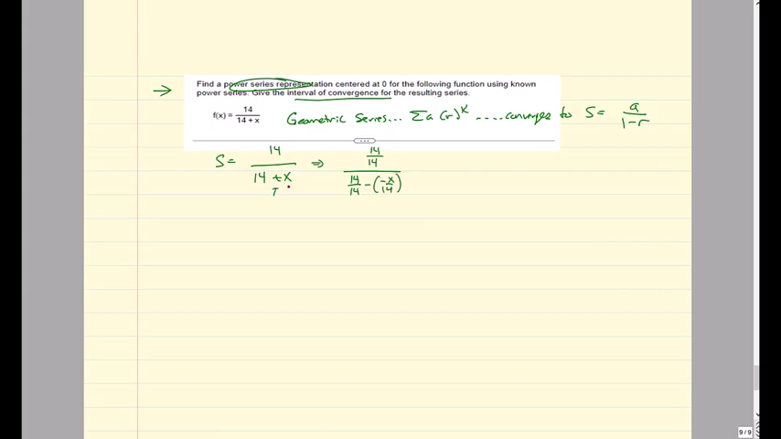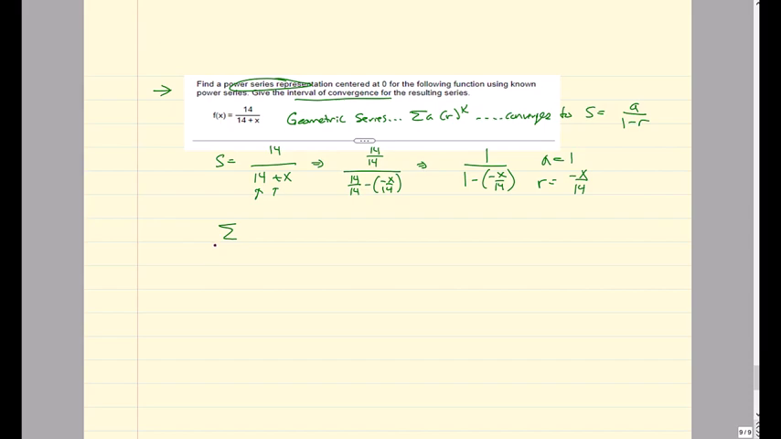Now why the minus a negative? Because that's the same as a positive. I need to have a 1 here. That's why I'm dividing through by 14. So what I get here is 1 over 1 minus a negative x over 14. So a is 1 in the numerator, r is negative x over 14.